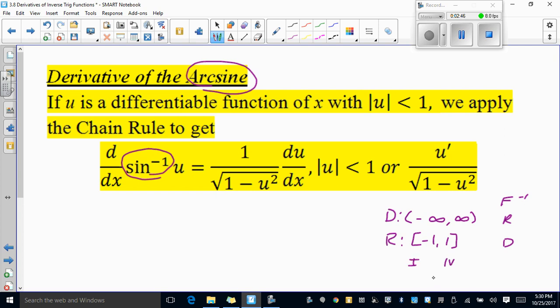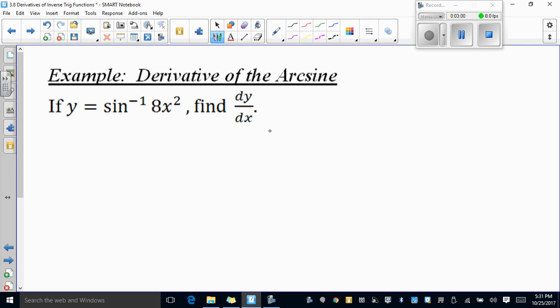So let's look at a couple of examples. A reminder that the y prime for arc sine is u prime over the square root of 1 minus u squared. So our itty-bitty chain rules come in here. We need to know what u is. U is what's on the inside, so 8x squared. And u prime becomes 16x. And now it's just a plug and drag into here. I needed to know u prime, I needed to know u.